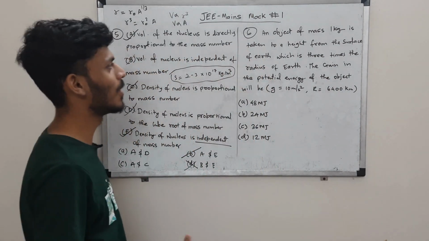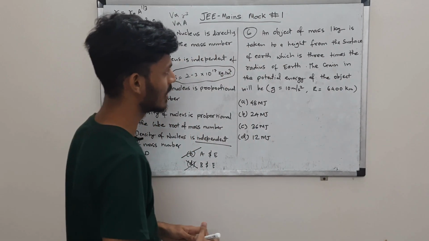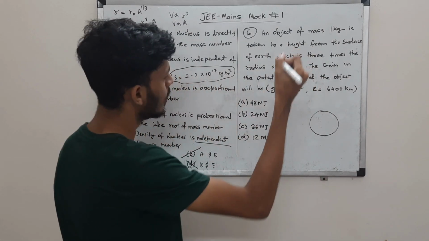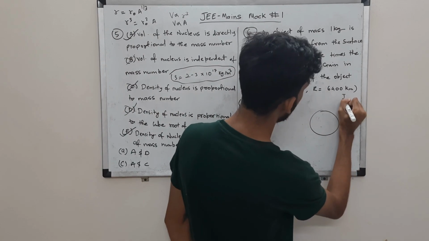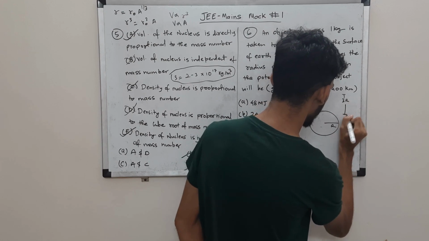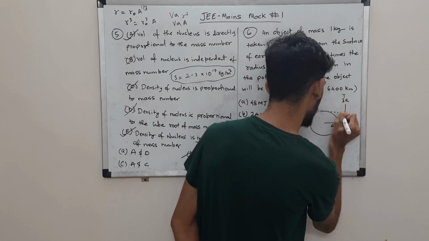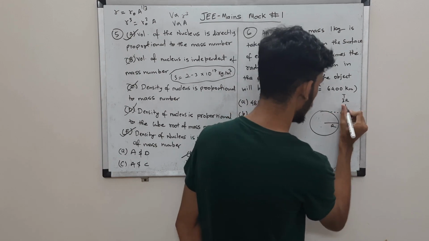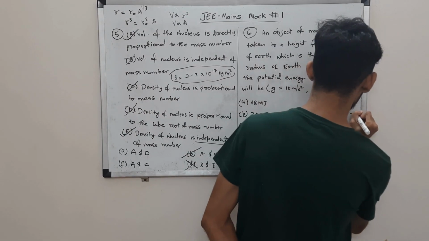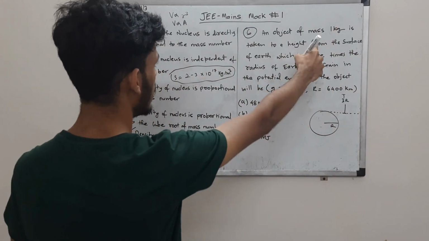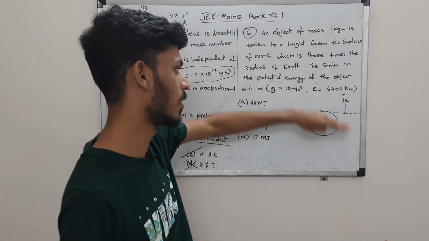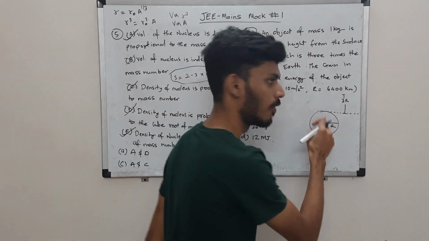Coming to question number 6, we have an object of mass 1 kg which is taken to a height from the surface of the earth. It is taken to a height from the surface 3 times the radius of the earth. Suppose the radius of earth is r, then it is taken to a height from the surface, mind you. Even if it's not mentioned, heights are always measured from the surface, so keep that in your head. Whenever they mention height, especially in questions of gravitation, you are supposed to measure it from the surface. So it's 3r from the surface, not from the center.